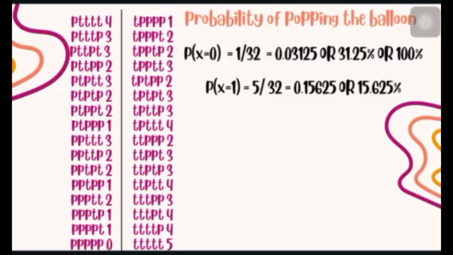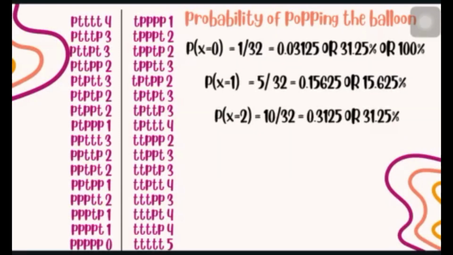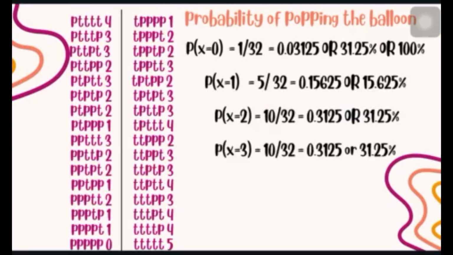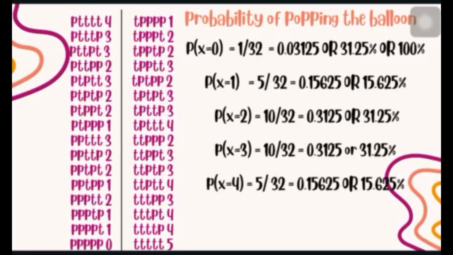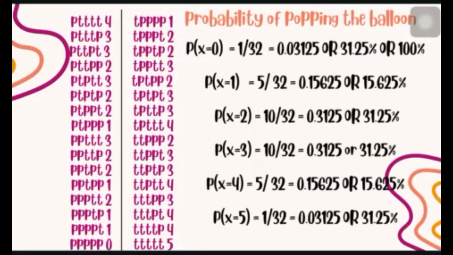P of x equals 1 equals 5 over 32 equals 0.15625 or 15.625%. P of x equals 2 equals 10 over 32 equals 0.3125 or 31.25%. P of x equals 3 equals 10 over 32 equals 0.3125 or 31.25%. P of x equals 4 equals 5 over 32 equals 0.15625 or 15.625%. And for the last, P of x equals 5 equals 1 over 32 equals 0.03125 or 3.125%.